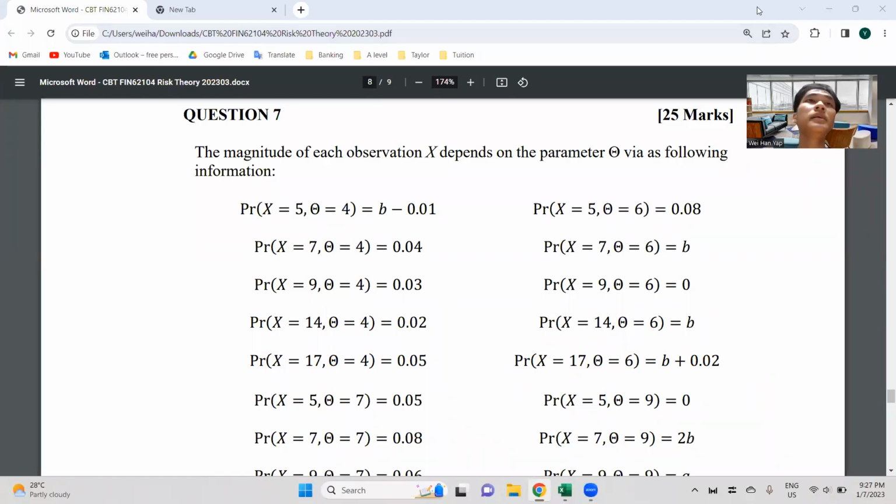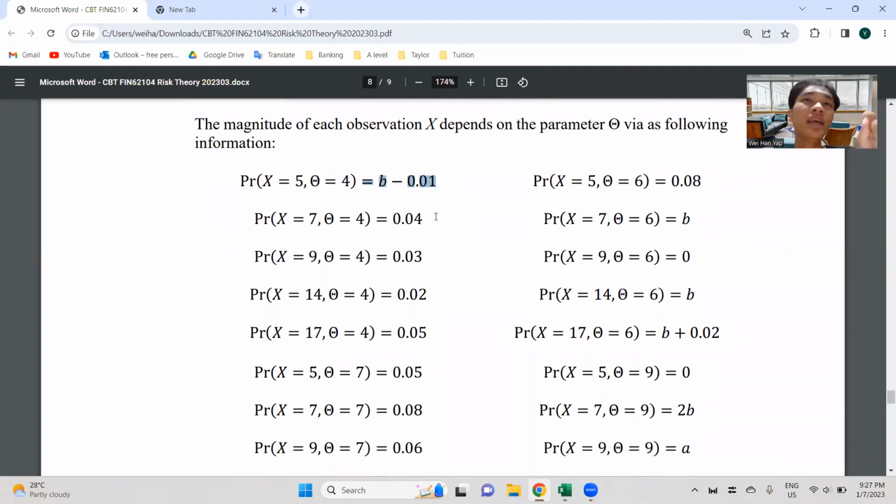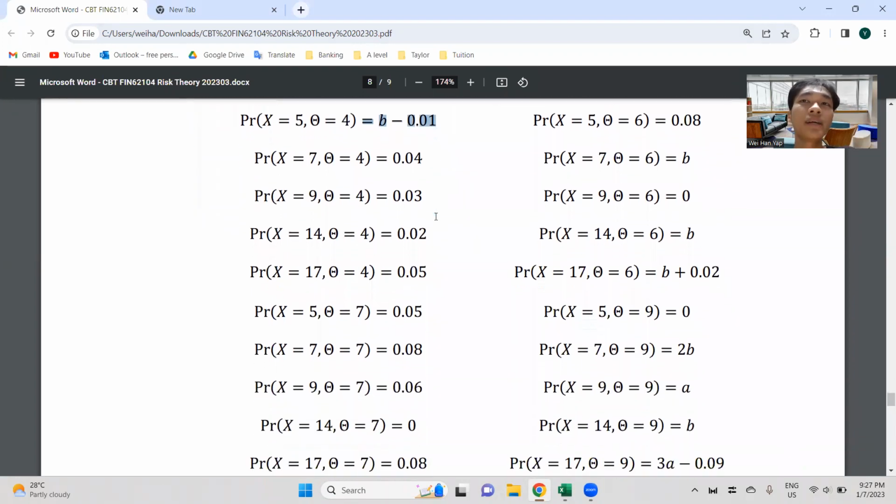All right, so today I'll explain question 7. From what you can see, we have the joint probability of x and theta. x and theta are the two different random variables we are given. We have x equals 5, theta equals 4, and we are given the probability b minus 0.01. b is an unknown that we don't know. We want to find it.